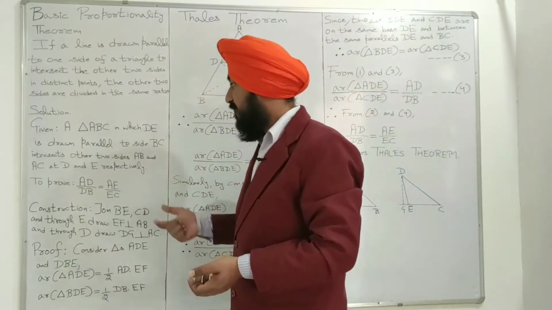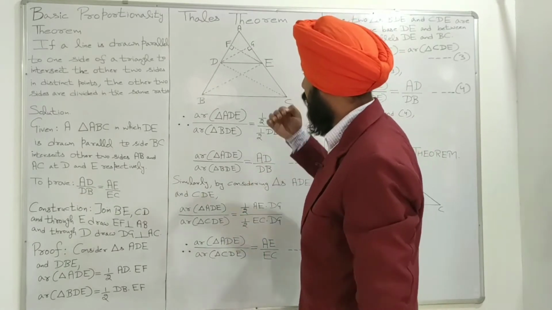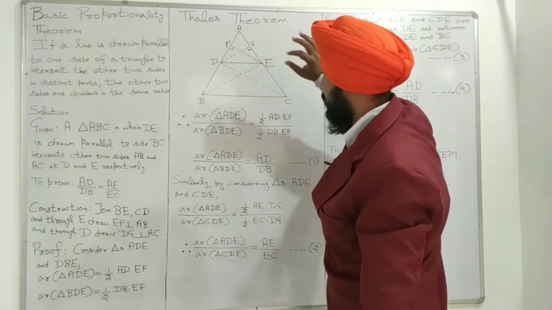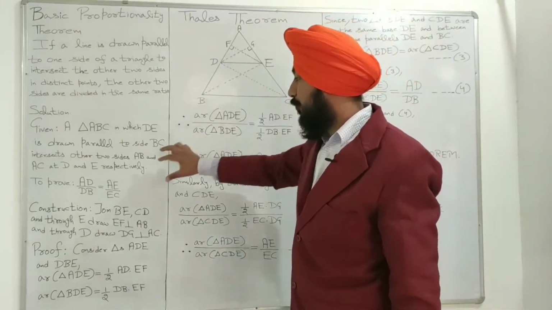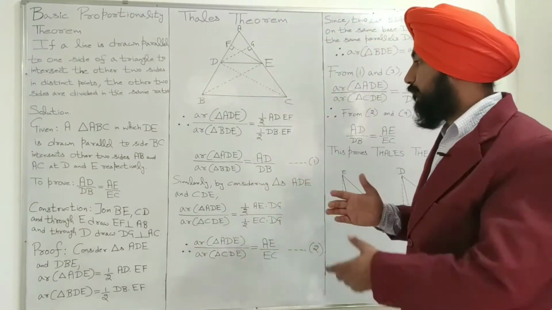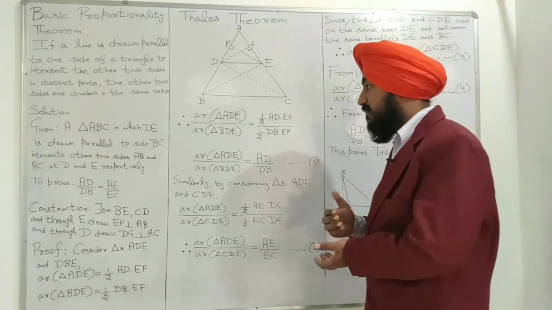So now what is next? In the to-prove part, we want to prove that AD upon DB, the ratio of this, should be equal to AE upon EC. So in the to-prove part, AD upon DB is equal to AE upon EC. For proving this theorem, we have to construct something.